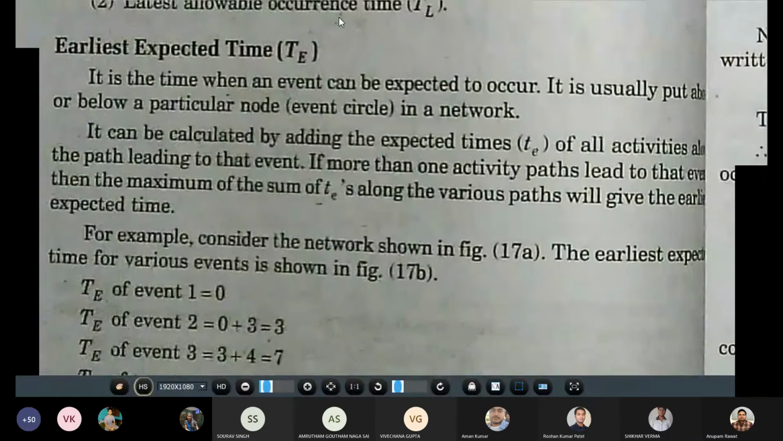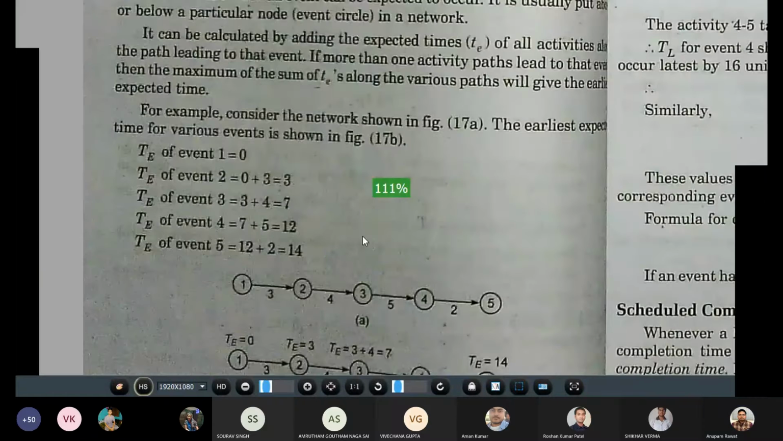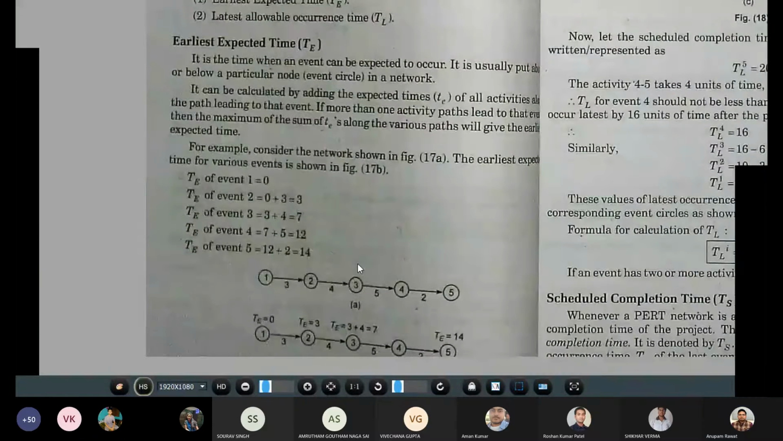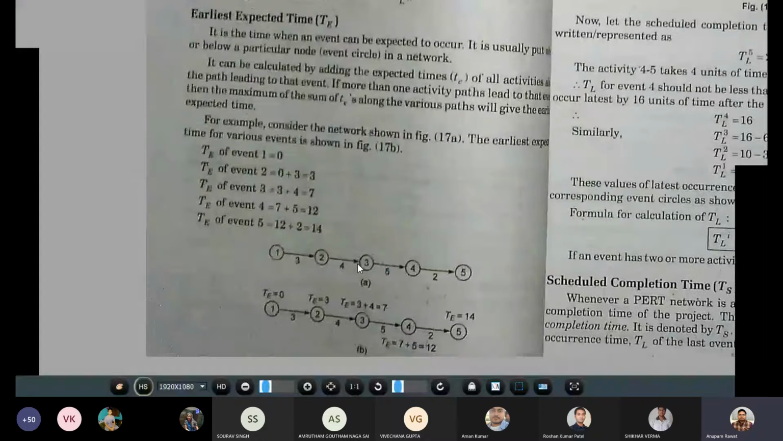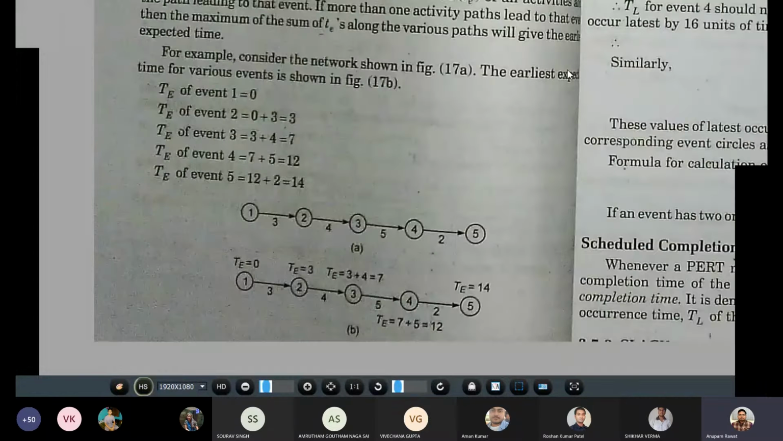For example, here you can see, consider the network. The earliest expected time for the various events is shown here. TE is 0 for event 1, TE for event 2 is 3, TE for event 3 is 7. Basically, on the arrow, the time is given.